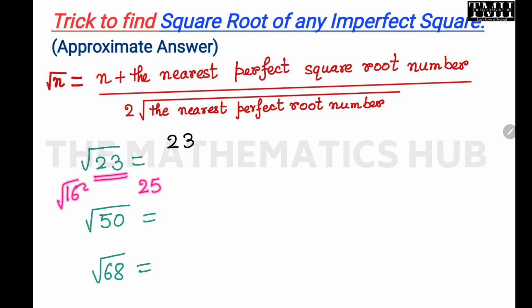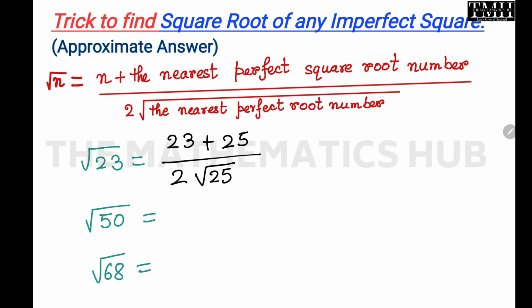Square root of 16, as I said, is 4. Square root of 25 is 5. But as you can see, 25 is closer to 23. So we will ignore 16 and we will focus on this 25 only. So we will write plus 25 divided by double of square root of 25, which is equal to 48 by 2 into square root of 25, means 5, is equal to 10. So the answer is 4.8.